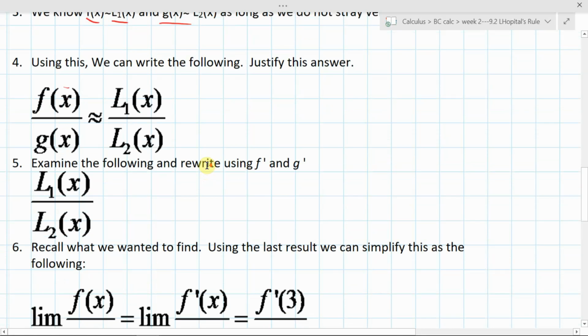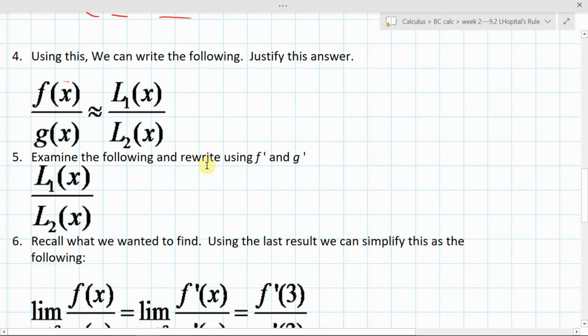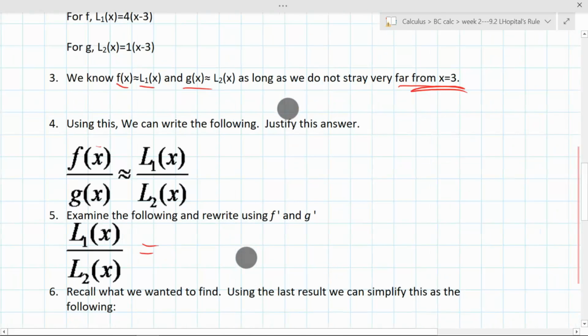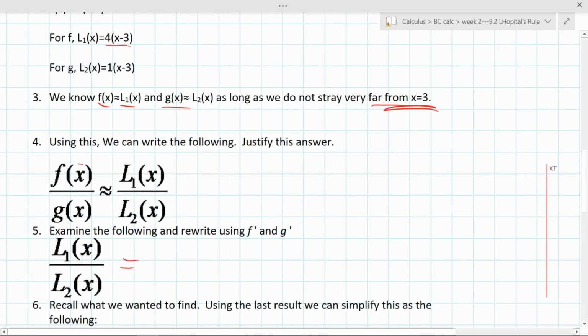now would that really be the case? So let's take this a little bit further though. If I think about this linearization and what we wrote with that, right? So it was this 4 times x minus 3. So it is f prime of x evaluated at 3. I should write that. So f prime of 3 times x minus 3, and then this one would be g prime of 3 times x minus 3.